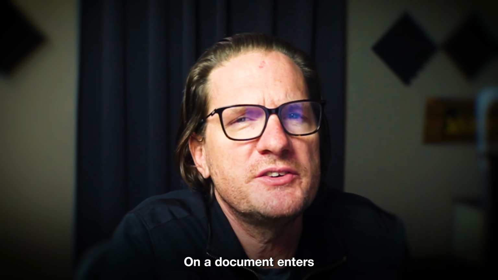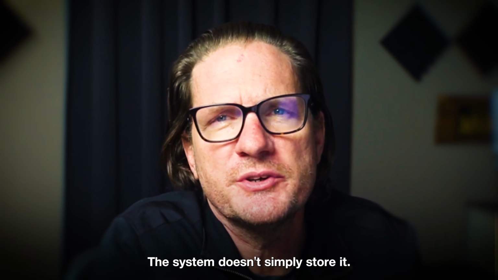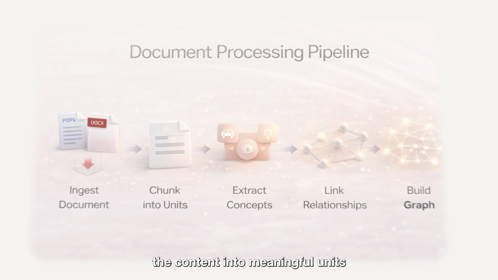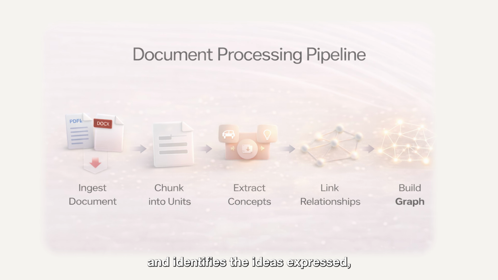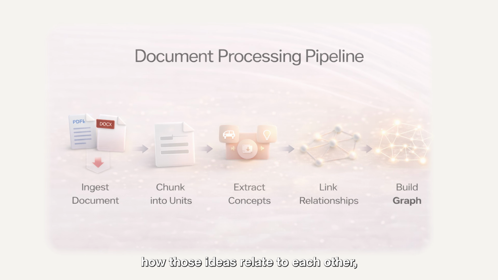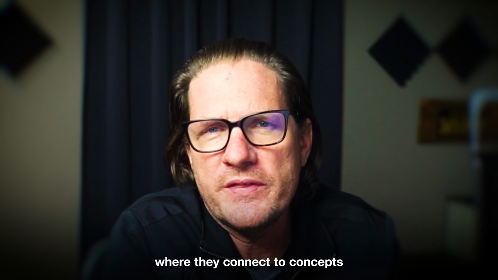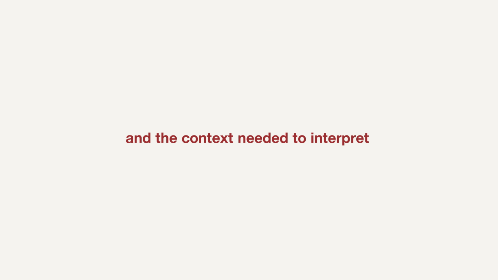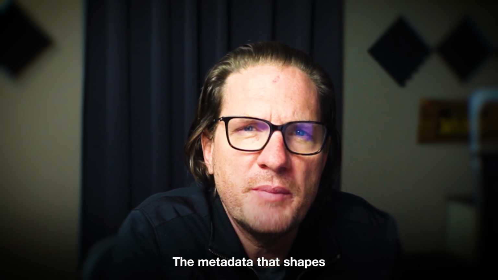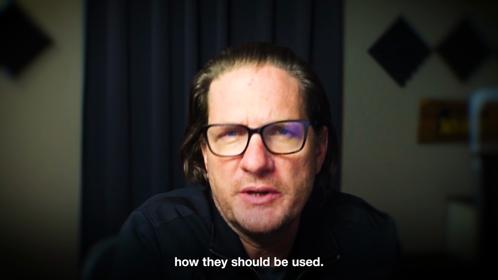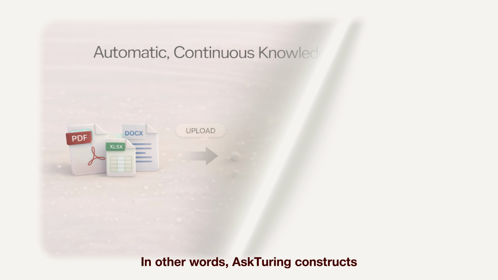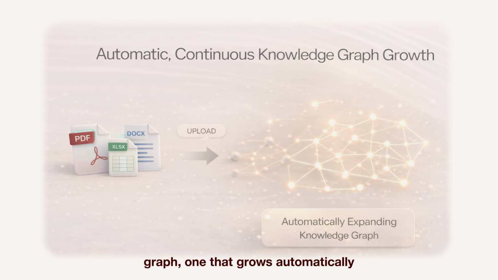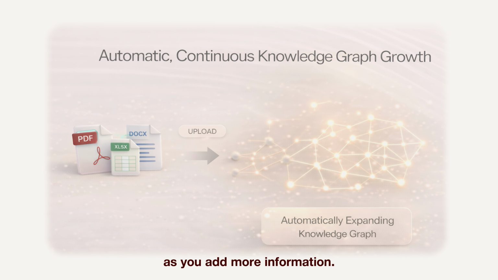When a document enters AskTuring, the system doesn't simply store it. It breaks the content into meaningful units and identifies the ideas expressed, how those ideas relate to each other, where they connect to concepts in other documents, and the context needed to interpret them correctly, plus the metadata that shapes how they should be used. In other words, AskTuring constructs a living knowledge graph, one that grows automatically as you add more information.